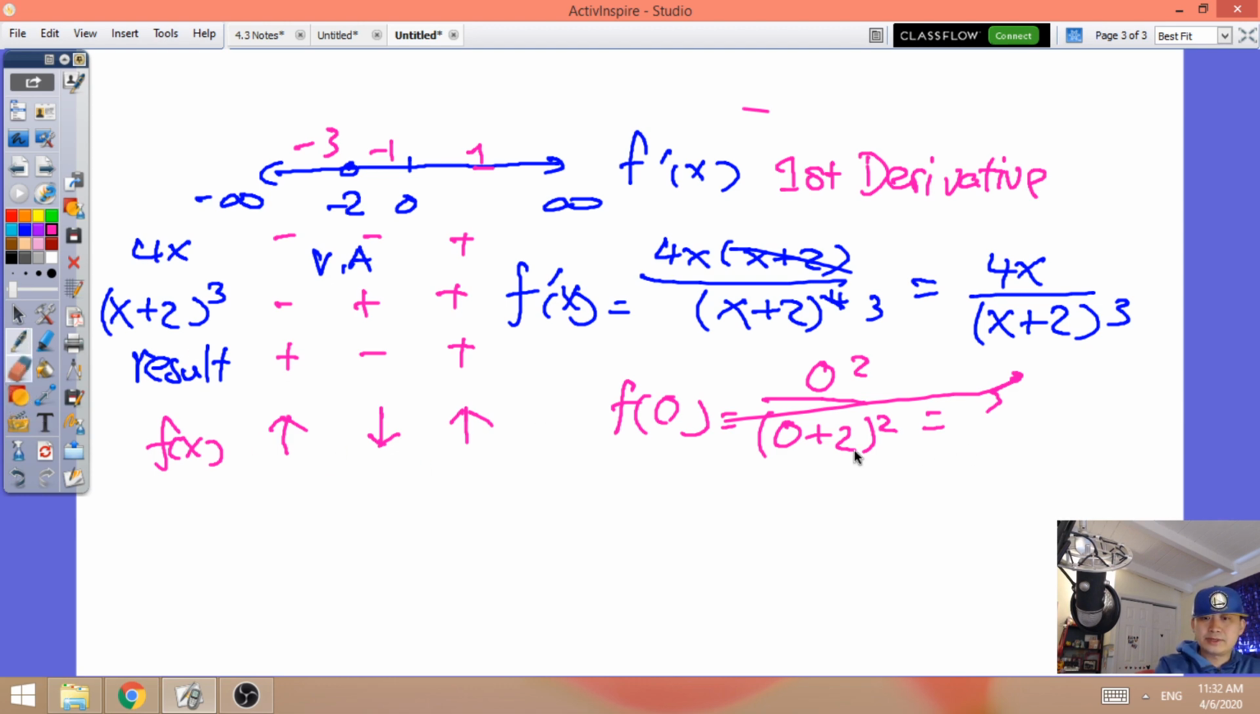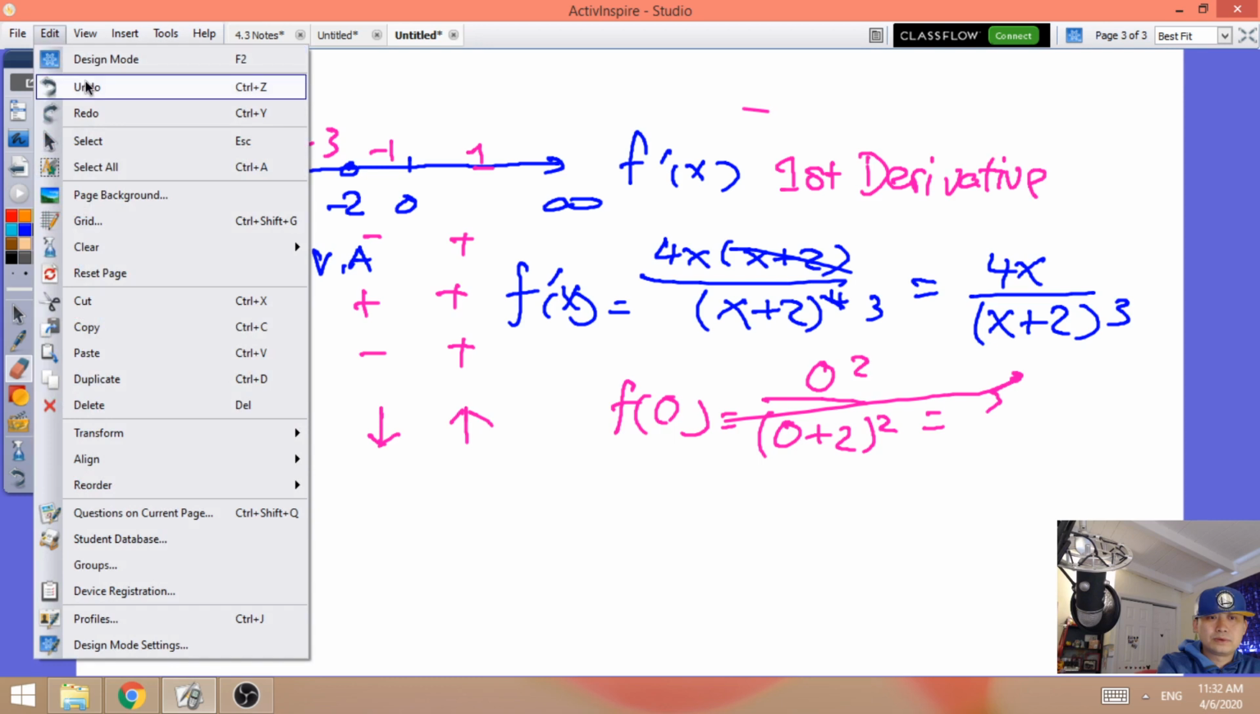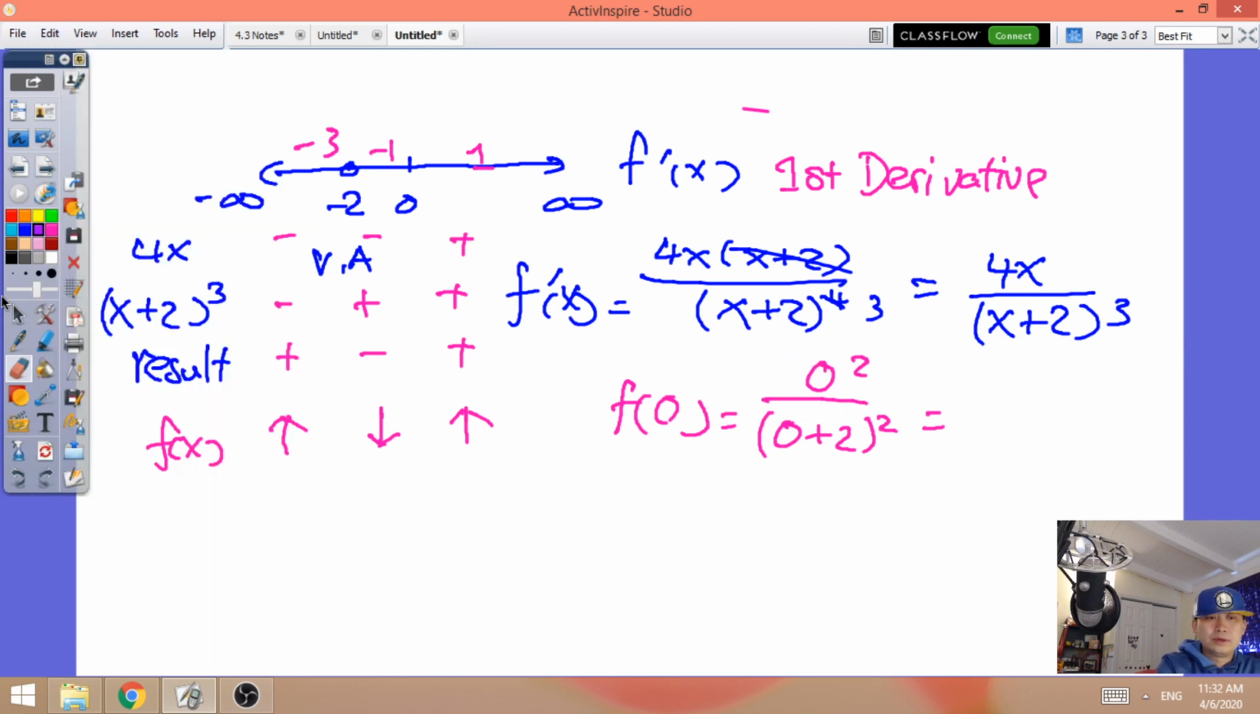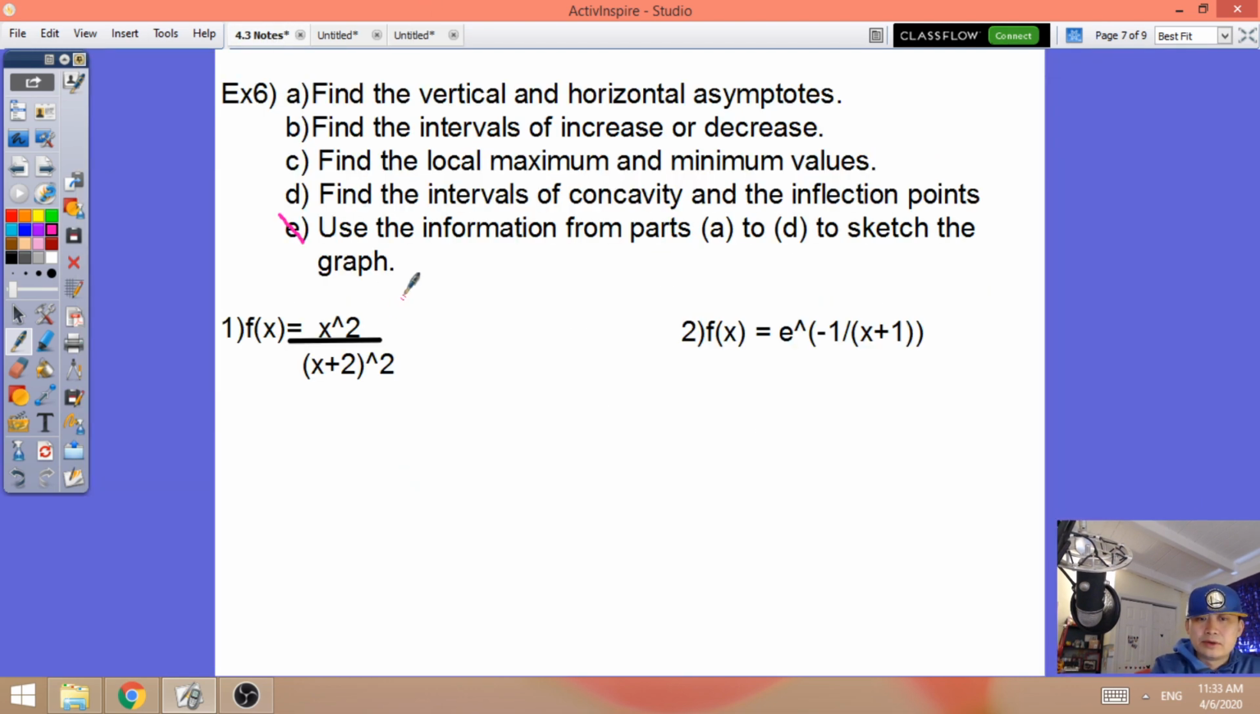So it looks like it's 0 over a constant. Excuse me, let me just fix this. Undo. So 0 over constant, so that's just 0. So 0, 0. And guess what that is? Is that a max or a min? Again, this one shows negative to positive, so that means decreasing and then increasing. So this one is actually the local minimum. And now let's see what else we have for the rest of this. There's no local max because it's just the VA.